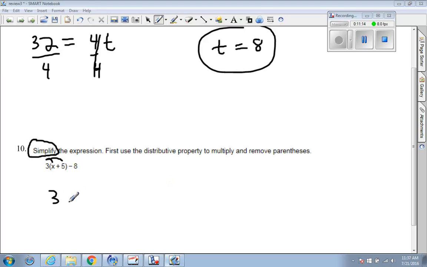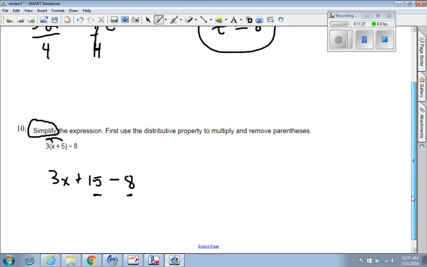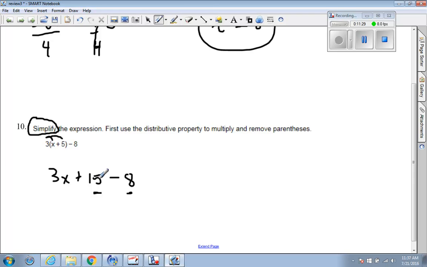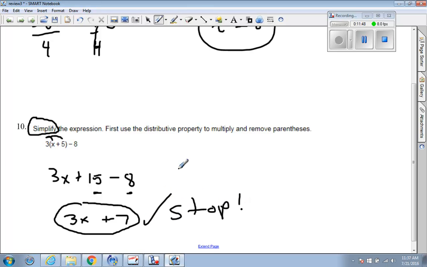So, 3x plus 15 then, minus 8. Now I'm just going to combine this one and this one, the like terms. Well, positive 15 and negative 8, or 15 lose 8 is 7. So we're going to have 3x plus 7. And voila. Okay? And then just know that you stop there because it's not an equation. So stop. Okay, next one.